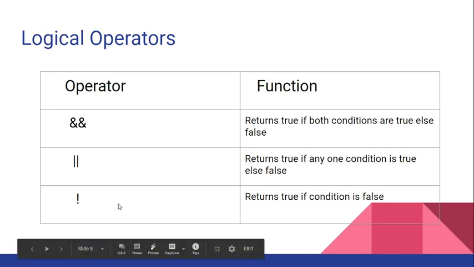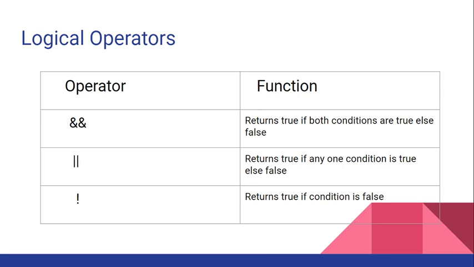Next is the logical NOT operator. If the condition is false, then it returns true. That is simple, because not false means true. If the condition is true, it will print false, because it will return the opposite of whatever the condition is. If the condition is false, then it will return true. If the condition is true, it will return false. Not true is false, not false is true. Okay.